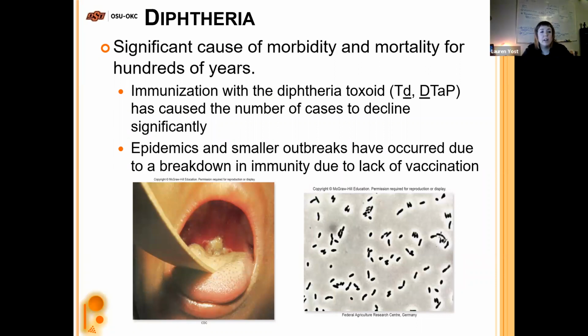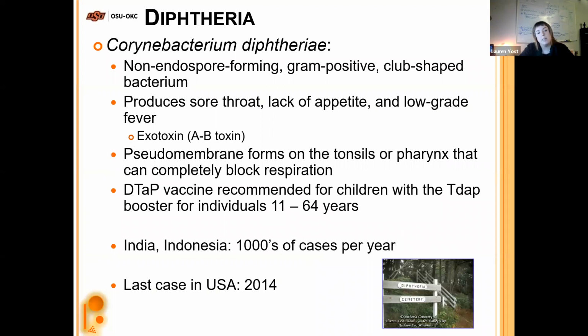Moving on to diphtheria. This is a significant cause of morbidity and mortality over time, but now that we have the vaccine, it has been controlled fairly well, not gotten rid of completely. We still have outbreaks in some areas where we don't have good vaccination availability. This is caused by the bacterium Corynebacterium diphtheriae.